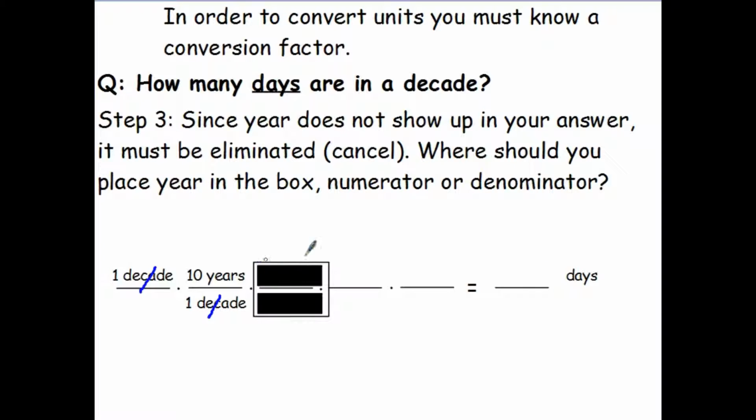And what do I want to cancel? Well, I'm trying to get to days, and I've got years. I need to cancel the years out. So let's see. If I want to cancel the years, it's in the numerator, then I need to put years in the denominator so that they cancel. So now I've got the years cancel.